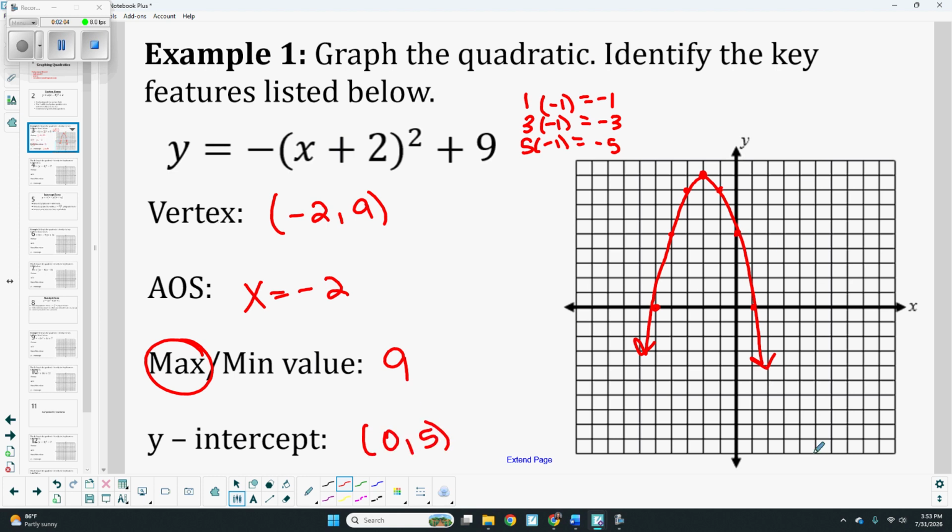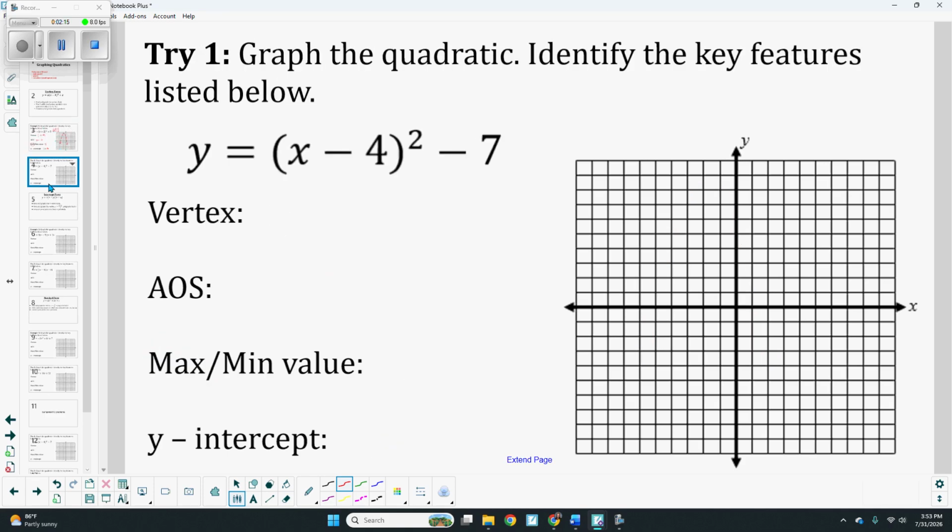So if it didn't cross, or it crossed at a place that's hard to tell, I would plug x in as 0 to find it. But if you see where it's graphed, we could just use the graph to determine where it is. So here's one for you to try. You can pause. The answers are posted on Google Classroom in the blank notes.